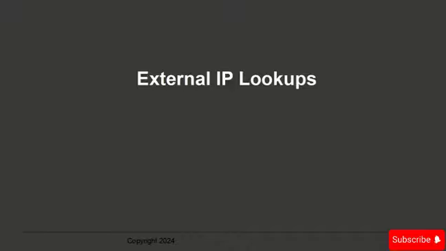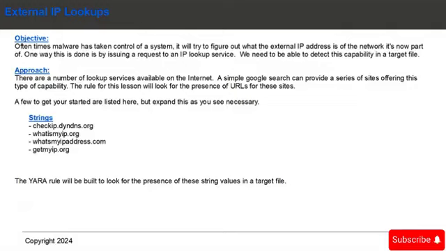There are a number of different services and websites on the internet that will tell you what your external IP address is. So why is this important? Well, oftentimes malware will take control of a system and then it will try to figure out what that organization's outbound IP address is. That way it can recon the network and it can understand where the malware is deployed, what the organization is, and provide this information back to the attacker.